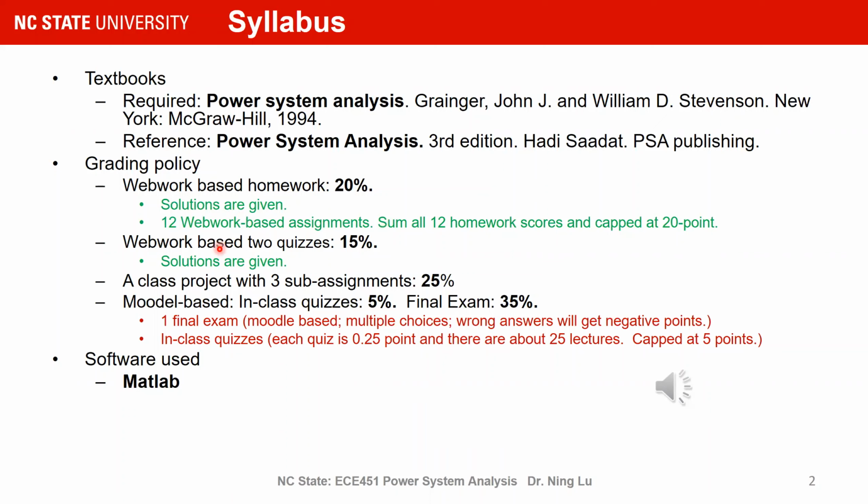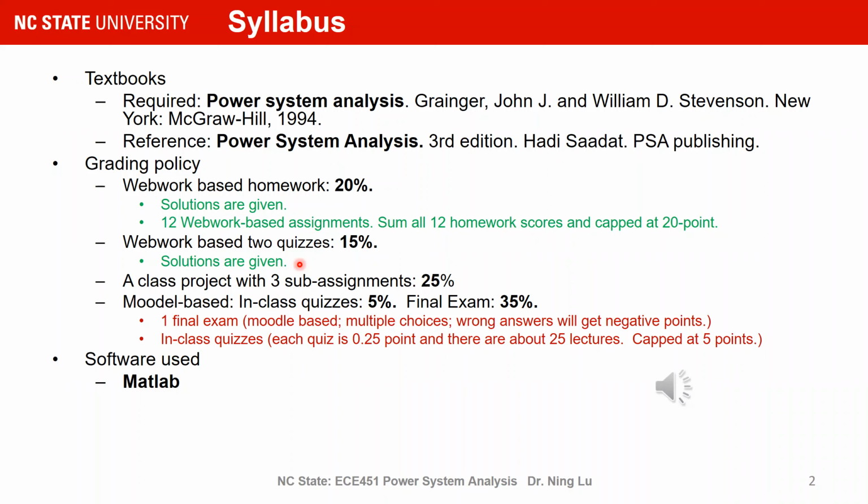There are 2 exams in the semester. Each will be worth 7.5 points. Again, the solution is given to you, so you can take a look at how the problems are solved. But the WebWork will alter the inputs, so each one of you will get a different answer.